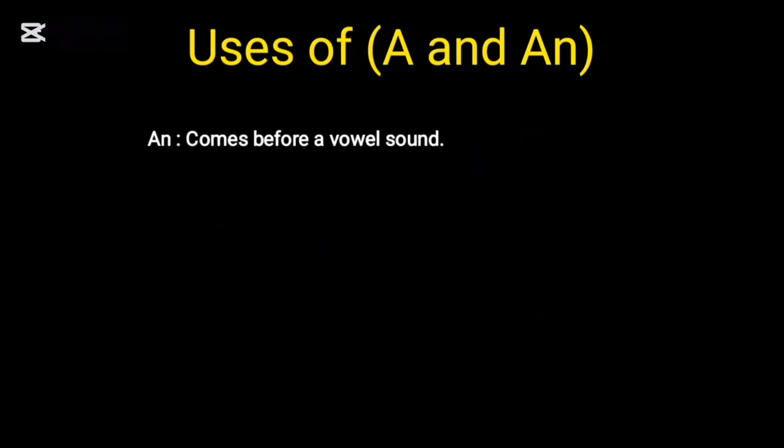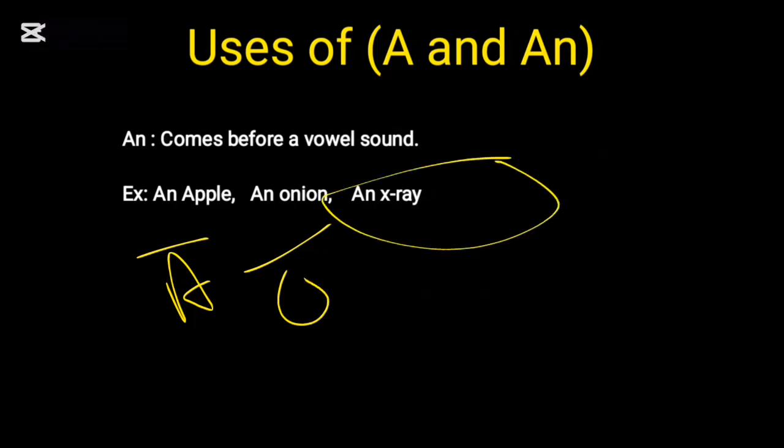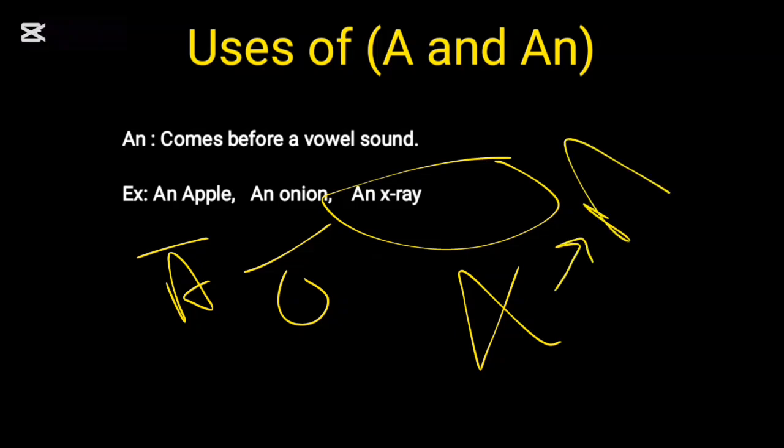An comes before a vowel sound, not a vowel letter. Whenever the sound is a vowel, we use an. For example, an apple. It has an a sound and we use an. An onion, o sound. The third one, an X-ray. X is a consonant letter, but the sound is a vowel sound. So that's why we use an, and it is correct.